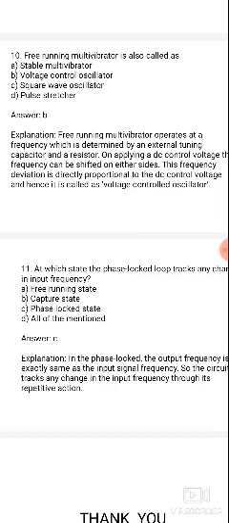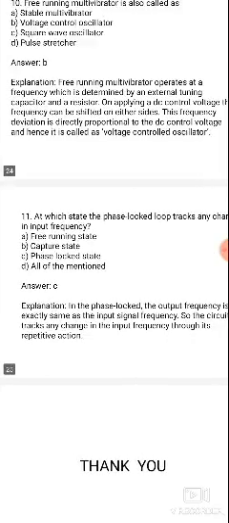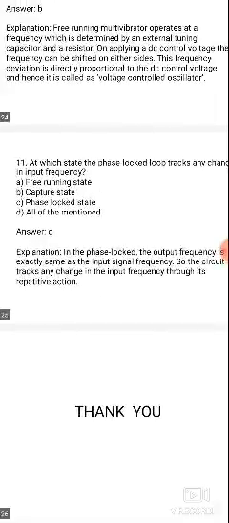So the frequency depends on the external resistor and capacitor, and when we apply a DC control voltage, the frequency will be shifted to either side. The frequency shift will be directly proportional to the control voltage. That is nothing but a voltage controlled oscillator.